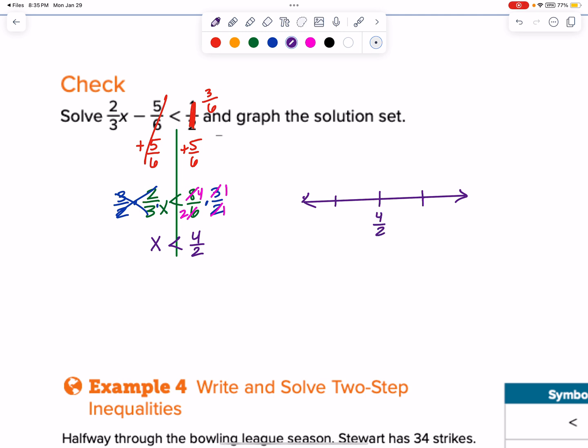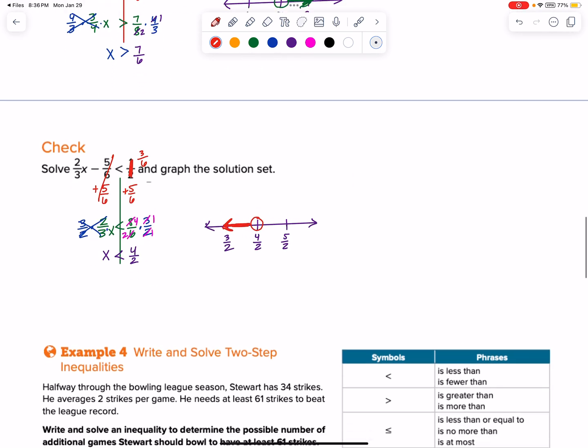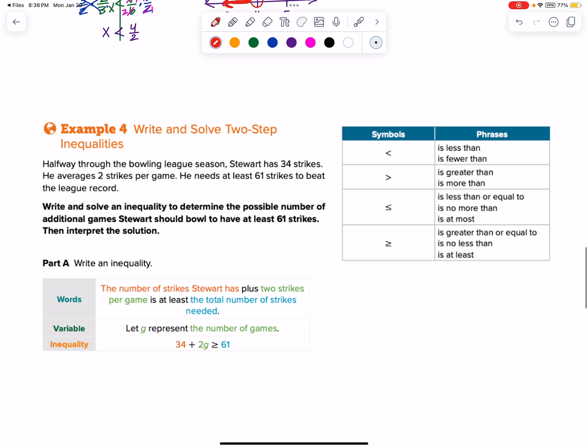So write the target number, 4/2. Write one bigger, which would be 5/2. Write one smaller, which would be 3/2. And you just do your stuff, and it still works. All right, so cement or no cement? No cement, open circle. Read from the variable. X is less than, so we go to the left, and there you go, all done. So you could plug in anything that is less than 4/2, and the statement will be true. Okay, so that's how you handle that. Of course, you could put those into decimal form as well.